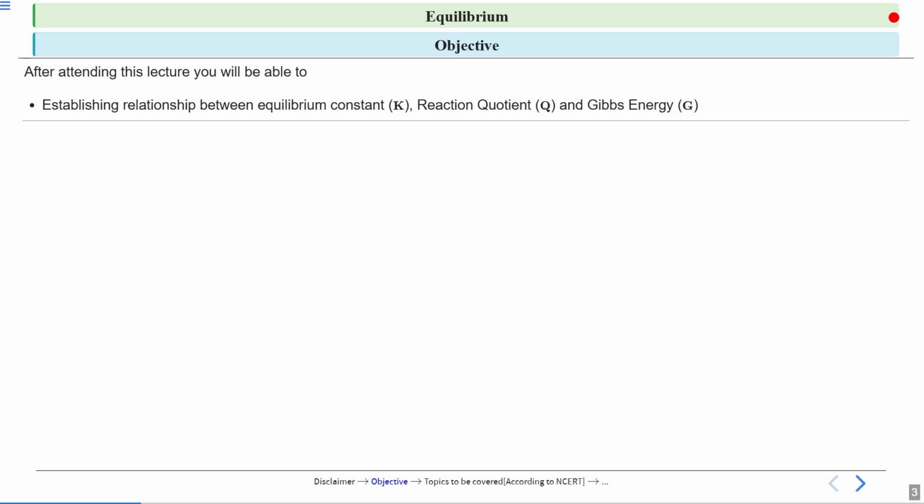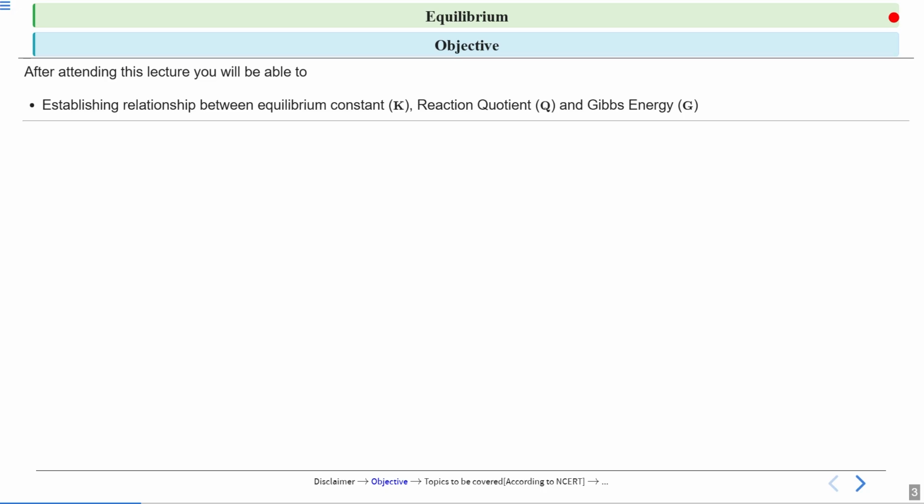Both branches are very important to be reconnected, so that you can know the spontaneity as well as the amount of substance directly from one equation. So we will look at that equation, and that equation will contain three things: equilibrium constant K, reaction quotient Q, and Gibbs energy G. The equilibrium constant and reaction quotient were dealt with in the previous class. And Gibbs energy change is a part of thermodynamics.